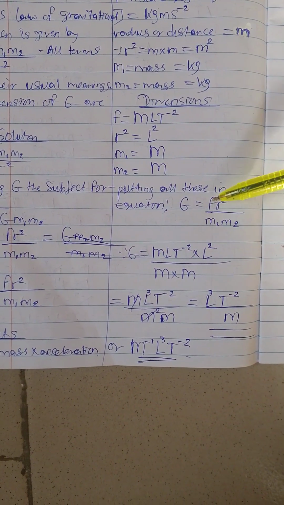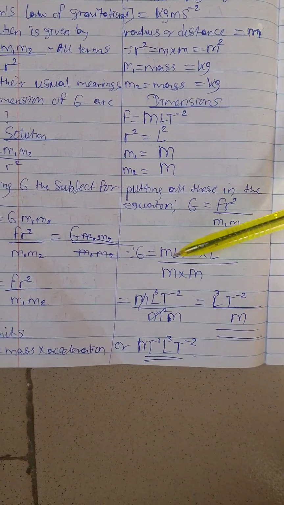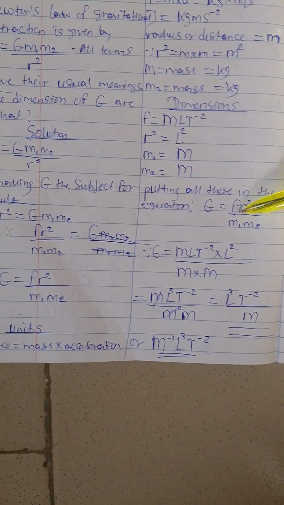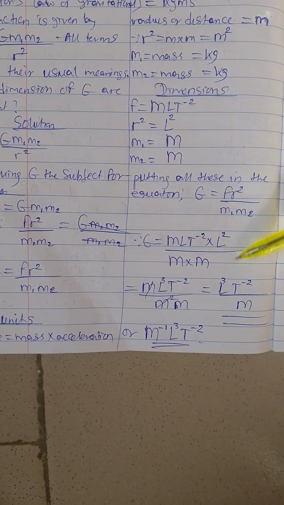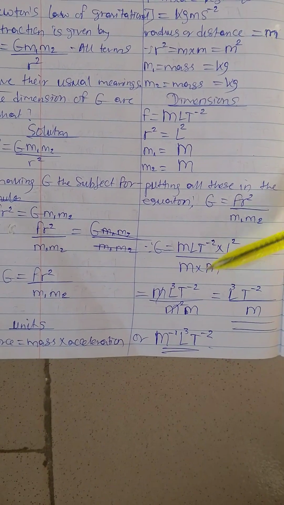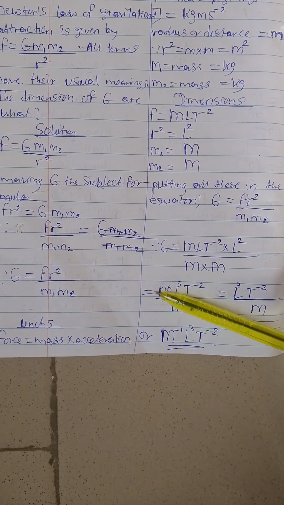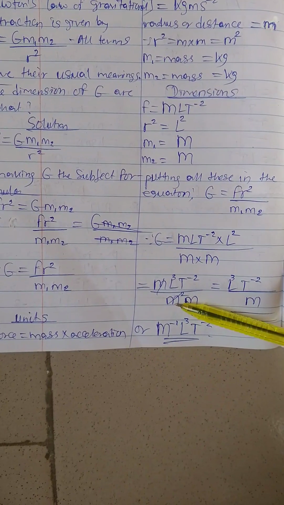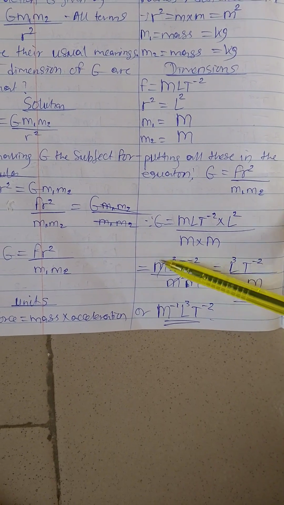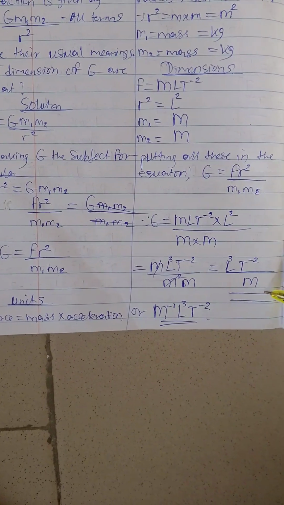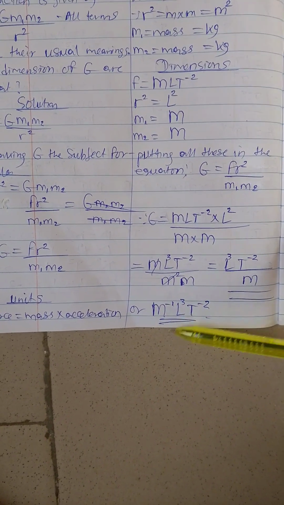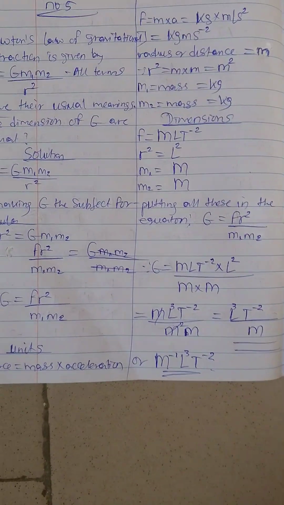Now, therefore, G is equals to what? Now, dimension for F is M L T to the power minus 2, right? Times the dimension for r squared, which is L squared, all over dimension for m1 times dimension for m2, which is the same thing as mass, M. So therefore, what is next? If M was to cancel out, M times M will give you M squared, right? So that becomes M here cancel out M squared, it remains M. So here becomes L raised to power 3 T raised to power minus 2 all over M. Or if this M goes up here, that becomes M raised to power minus 1 L raised to power 3 T raised to power minus 2. So this is the final answer.